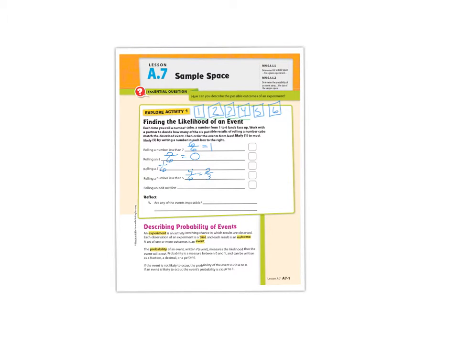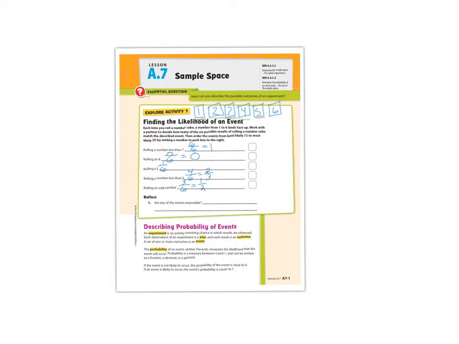So that is a pretty likely event. That means for every 3 times you roll the dice, you would expect twice for you to get a number less than 5. And then rolling an odd number. So 1 is an odd number, 3 is an odd number, and so is 5. So that's 3 out of the 6, or 1/2. So that means it's as likely as not.